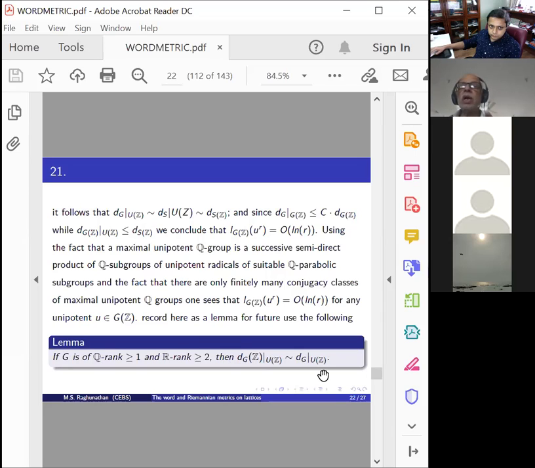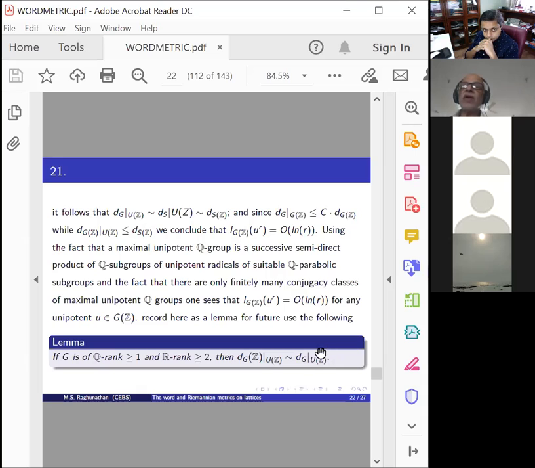And now it turns out that every unipotent element in UQ has a conjugate. Let me first state this. I stated this some time ago, but not in this form. It turns out that if you look at the set of all maximal unipotent Q subgroups, these are unipotent radicals of minimal parabolic subgroups. This set, up to conjugacy by elements of GQ, is finite.